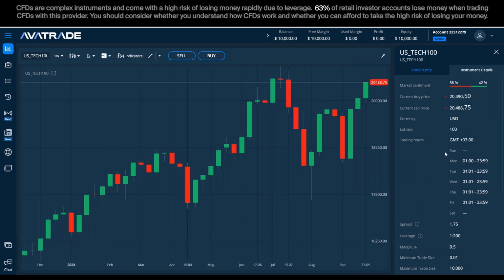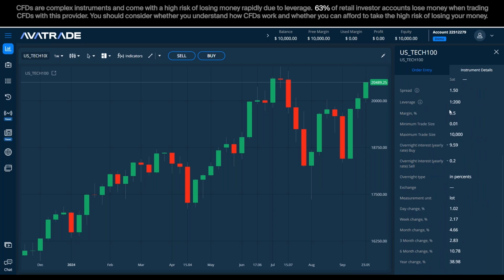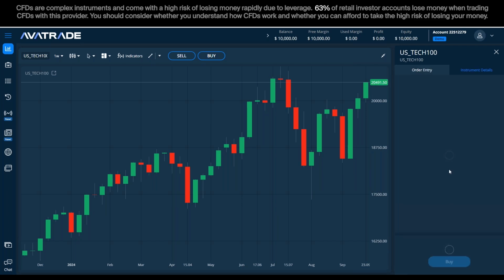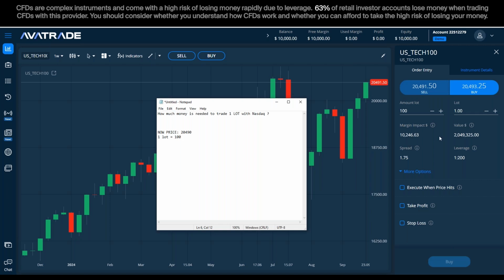Then I can see here the lot size is 100. If I scroll down, there is a lot of information here, such as the leverage, the margin, percentage out of the value as a result from the leverage, overnight fee, and so on. So for the sake of this question, we're going to keep it as one lot, and we will see how the margin impact is this way.